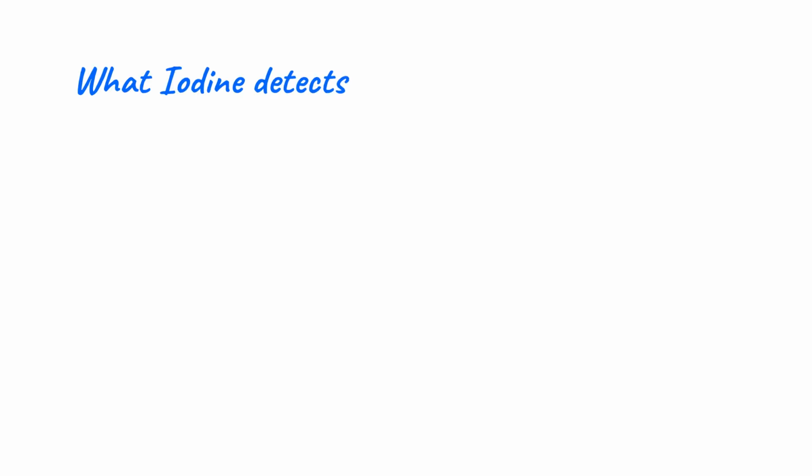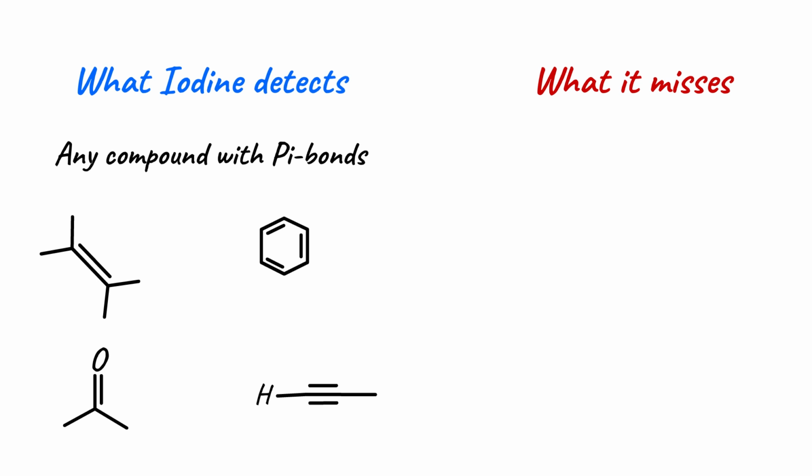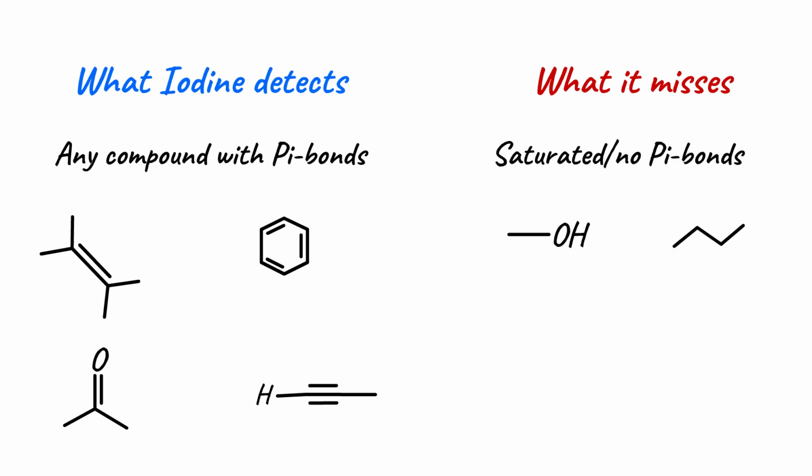So what does iodine detect? Anything with pi bonds like alkenes, alkynes, aromatic compounds or carbonyl groups, and what it misses are saturated compounds with no pi system. Alcohols, alkanes, simple amines are often invisible or very faint.